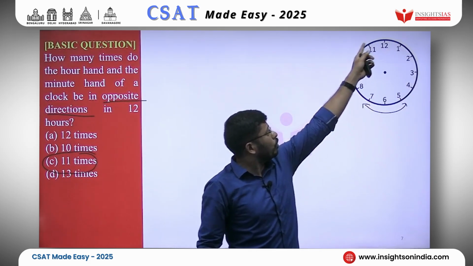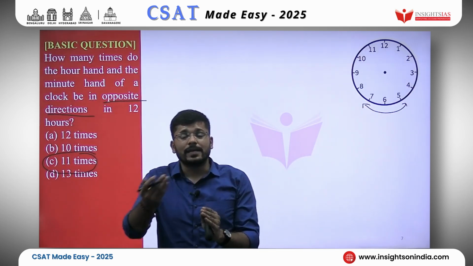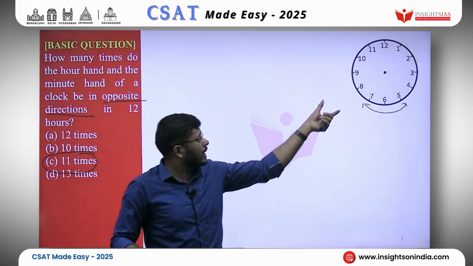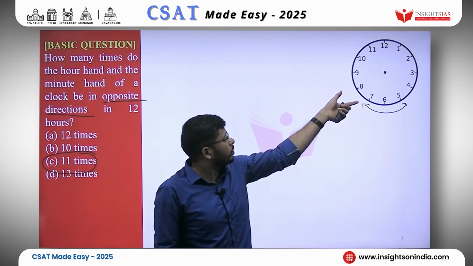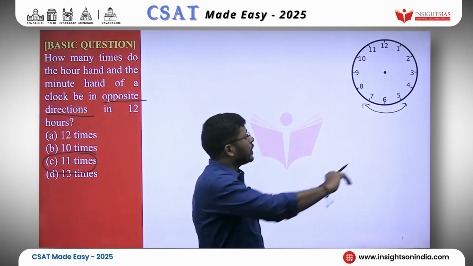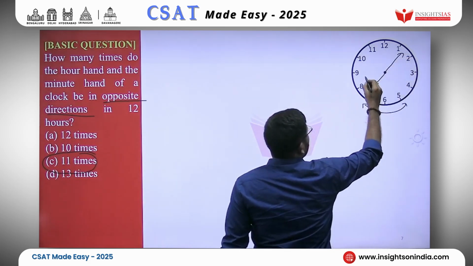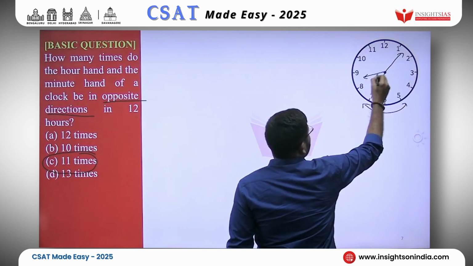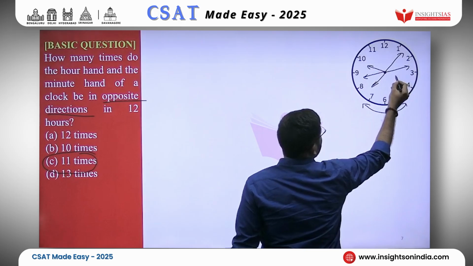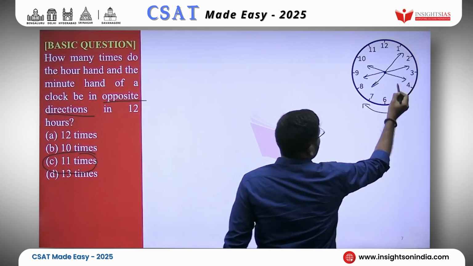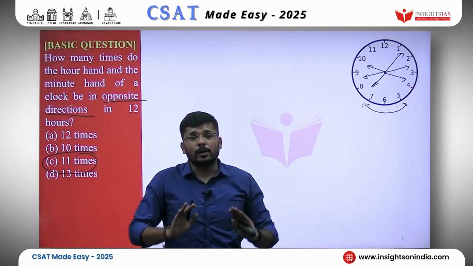From 7 o'clock to 5 o'clock, the hour hand and the minute hand will be in opposite directions in every one term of 1 hour. Between 7 and 8, they will be in opposite directions. Like this, it is possible. Between 8 and 9, this is possible, and between 9 and 10, this is possible. That way, between every 2 consecutive hours, they will be in opposite direction.